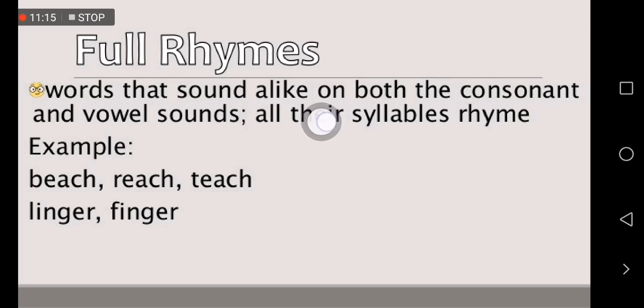फुल राइम्स क्या होती हैं? Words that sound alike in both the consonant and vowel sounds, all their syllables rhyme. तो फुल राइम, इसको परफेक्ट राइम भी कह सकते हैं, जैसे कि beach, reach, teach, linger, finger. So these are full rhymes because except the first syllable, each syllable does rhyme with each other. Each, each. Then inger, inger. So these are full rhymes for you.